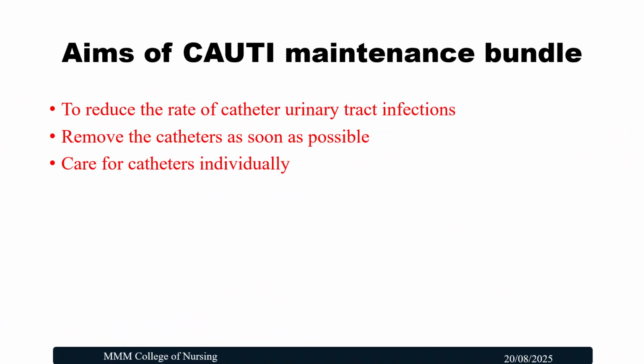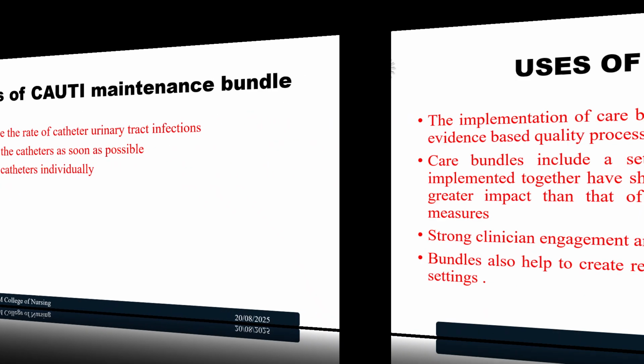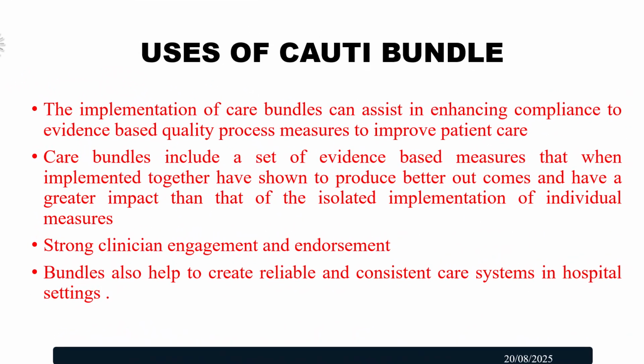What are the aims of the care bundle? To reduce the rate of catheter-associated urinary tract infections, remove the catheters as soon as possible and care for catheters individually. What are the uses that can be seen using the CAUTI care bundle? The first use is that implementation of care bundles can assist in enhancing compliance to evidence-based quality process measures to improve patient care.